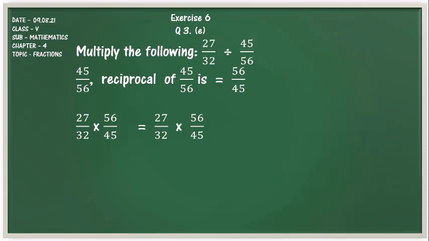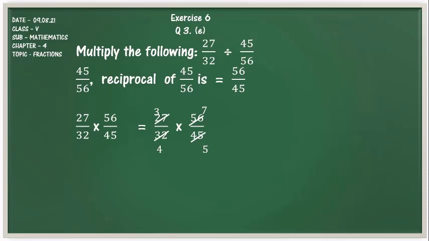Now either we can multiply the numerators with the numerator and denominators with the denominator, and then we can reduce it to the lowest term, or to make it easier we can reduce it at this step also. So here I have divided 27 and 45 by the table of 9. So 27 divided by 9 gave us 3 and 45 divided by 9 gave us 5. Now to divide 32 and 56, I divided them by the table of 8. So 32 divided by 8 gave us 4 and 56 divided by 8 gave us 7.